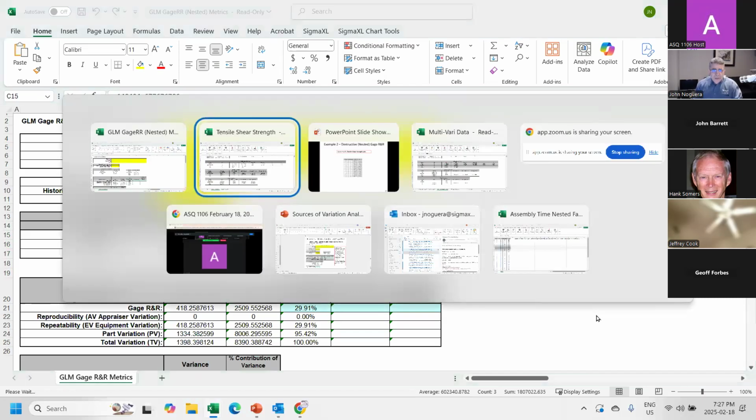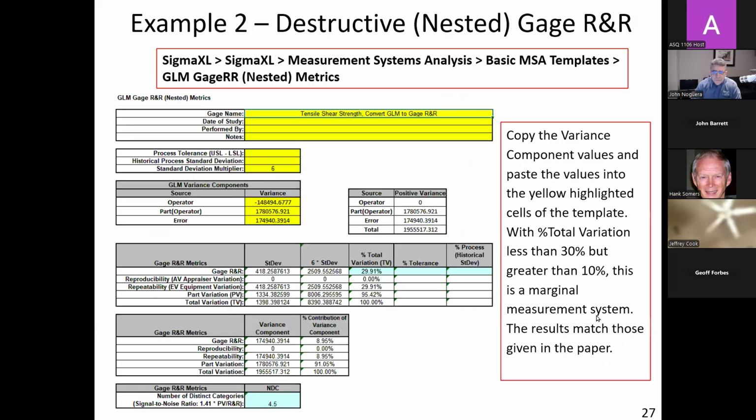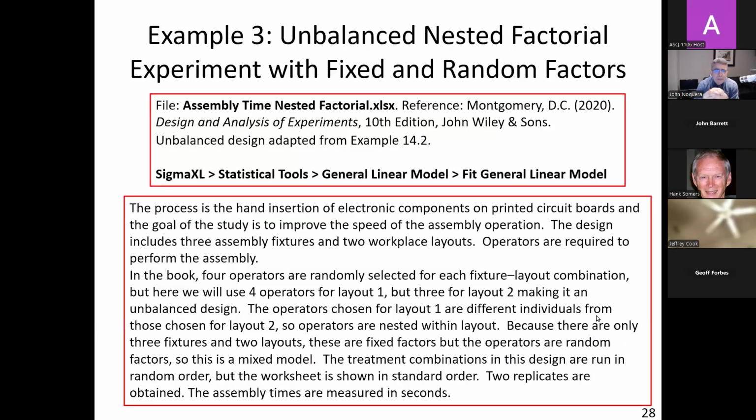And then the third example I have comes from Montgomery's book, and it's assembly time nested factorial. This is from Montgomery's book, example 14.2, and it's been modified. It is a balanced example in the book, and I made it an unbalanced example. The process is a hand insertion of electronic components on printed circuit boards, and the goal of the study is to improve the speed of the assembly operation.